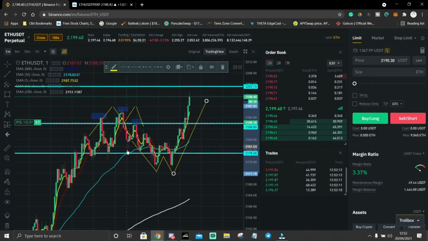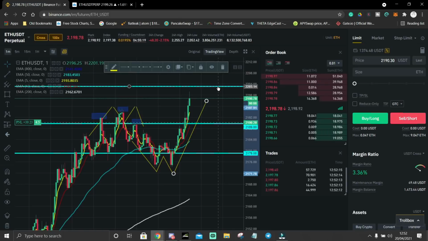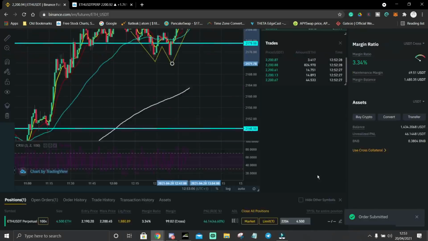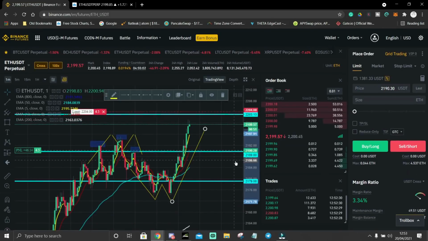Should I take some money off the table? I think I'm going to take some money off the table. I'm going to put a limit in at 2204 because I'm not going to be greedy. Close everything at 2204. Close the whole shebang. Limit. Let's see where we at. Here we go. Come on. Where you at?